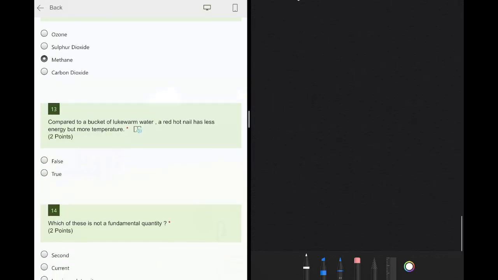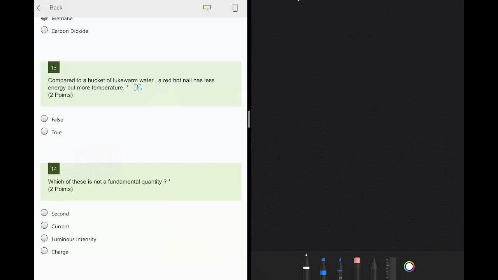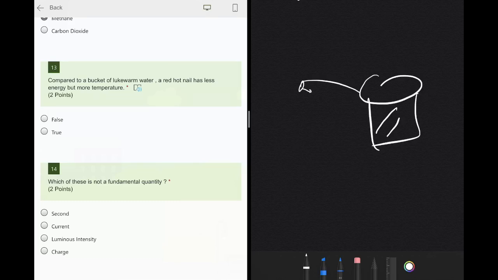Compared to a bucket of lukewarm water, a red hot nail has less energy but more temperature. That is correct. A red hot nail will have less mass, therefore less energy, but it has higher temperature. Therefore, when you have a red hot nail and a bucket of water, the heat will flow from the nail to the water because its temperature is more than that of water.